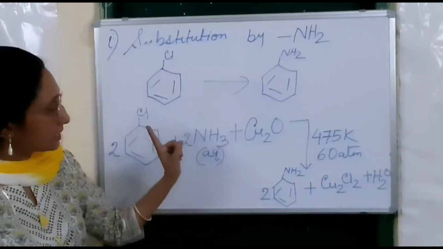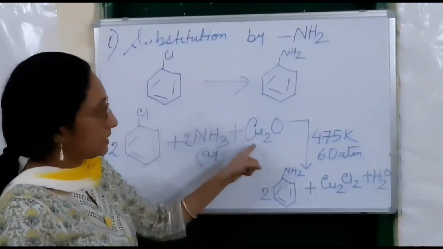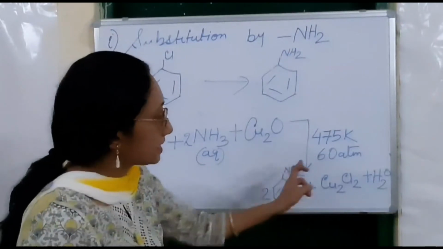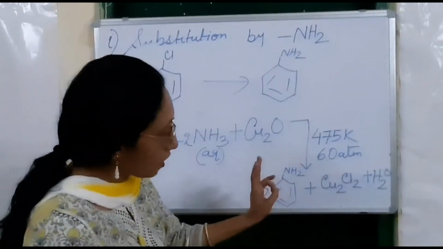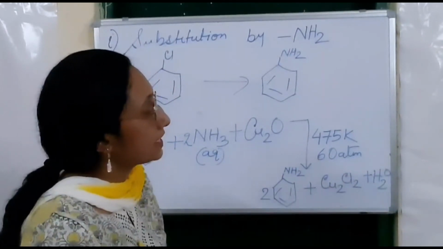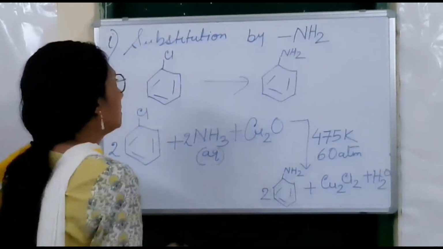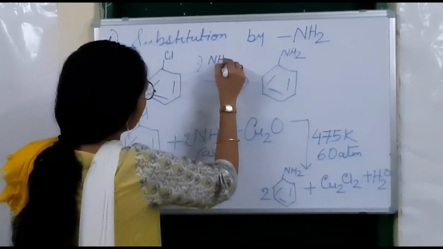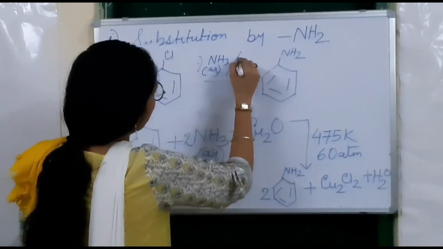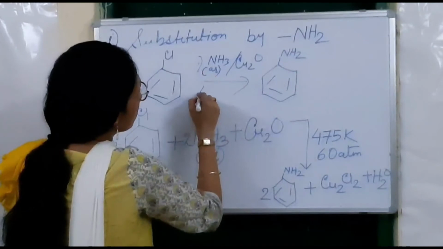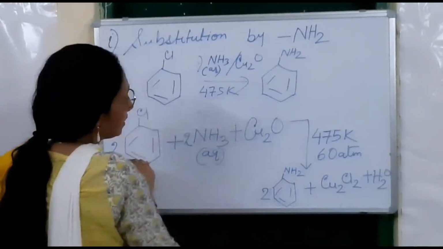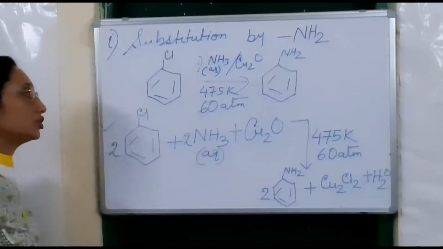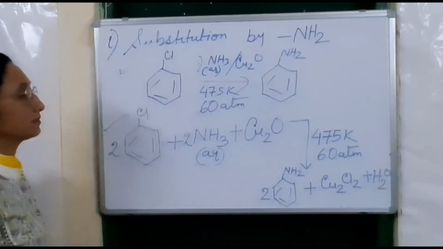2 chlorobenzene plus 2 ammonia aqueous, Cu2O cuprous oxide, temperature 475 Kelvin, 60 atmosphere. You will get 2 moles of aniline plus Cu2Cl2 plus water. If you are asked to convert, then what will you write here? Simply you will write aqueous ammonia in the presence of Cu2O, 475 Kelvin, 60 atmosphere. This is the balanced equation and this is the conversion.